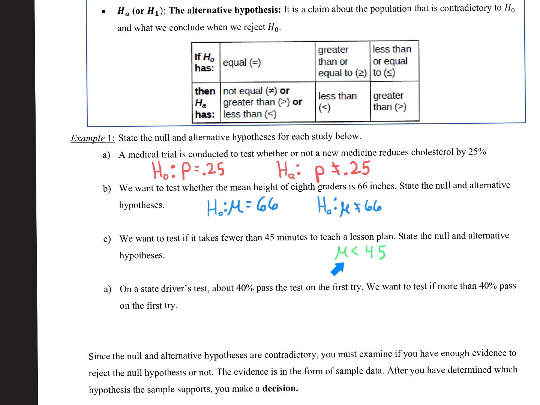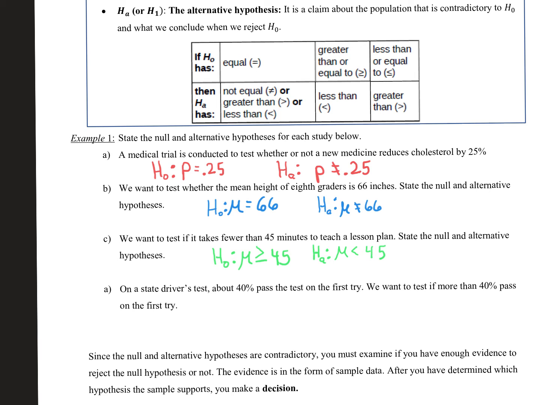A lot of students will think that this claim is the null, but it is not. There is no equal sign in this claim. So that means the alternative hypothesis is the mean is less than 45 minutes. The null will always be the exact opposite. And how do we write the exact opposite of less than? It would be greater than or equal to 45. Pause the video if you need to get a better understanding of this.